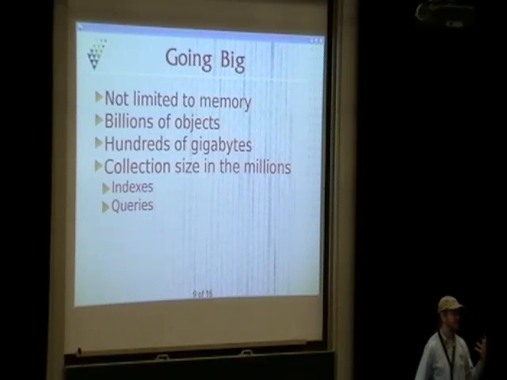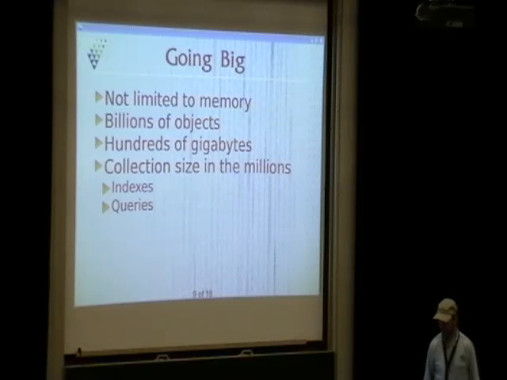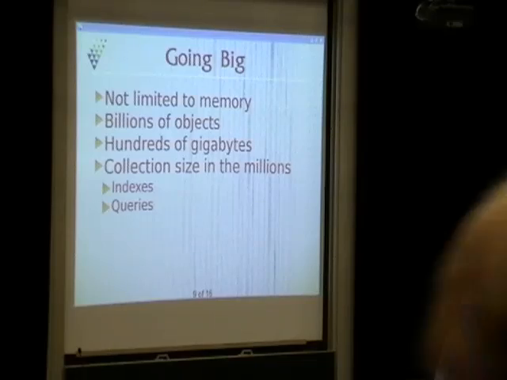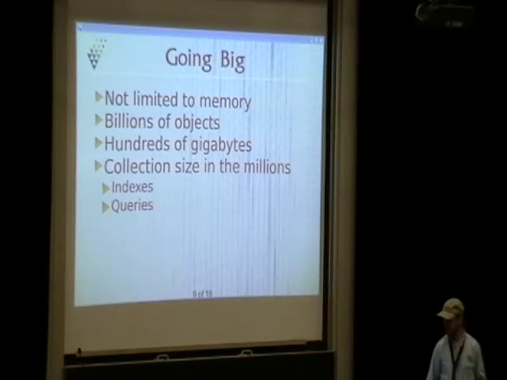And if you're using more objects than will fit into memory, then some of them will get dropped out of memory periodically. There's also a large shared memory region that multiple virtual machines on the same machine can share for a bunch of objects. So we've got customers who are using billions of objects in their repository, hundreds of gigabytes. And you can have collections that are millions in size. And being able to find things in those collections could take a while.